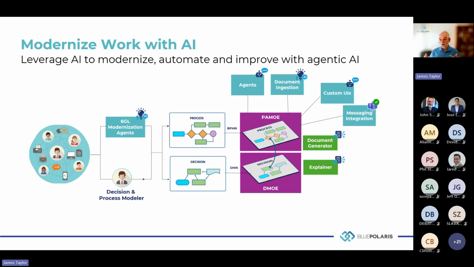BAMOE is a bring your own UI kind of environment. And so being able to add AI to those user interfaces, build chatbot kinds of interfaces, use Bob to generate custom UIs for interacting with the environment, explaining the decisions that BAMOE makes. All of these things are great use cases for AI.